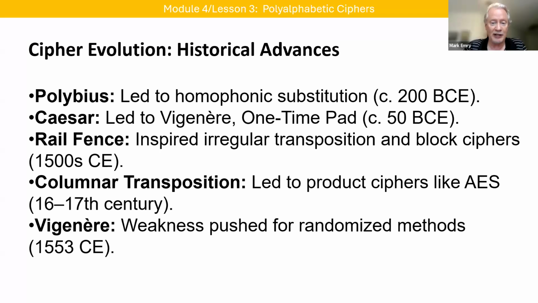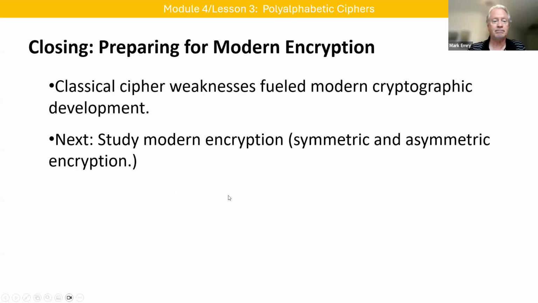Columnar transposition weaknesses contributed to product ciphers, which combined substitution and transposition, like AES. And Vigenère's weakness against Kasiski's attack pushed cryptographers to develop stronger randomized encryption methods. These discoveries laid the groundwork for modern encryption that we learn about in the next lesson.